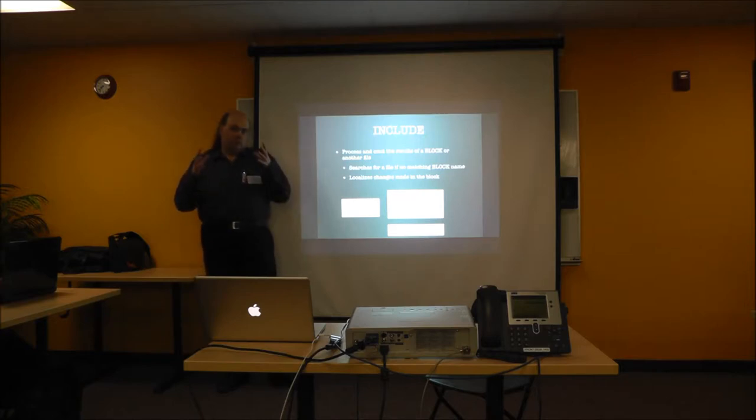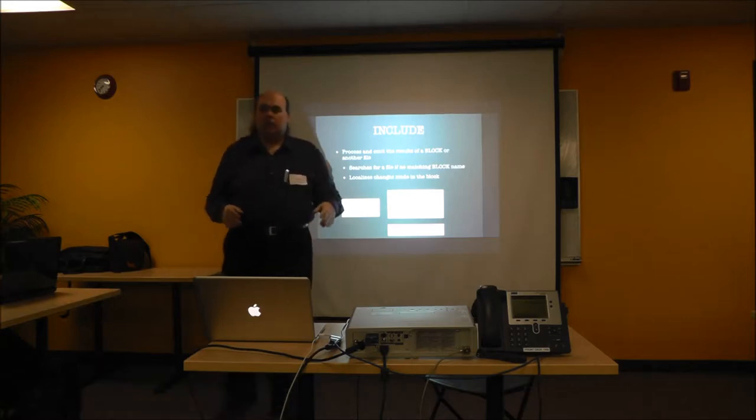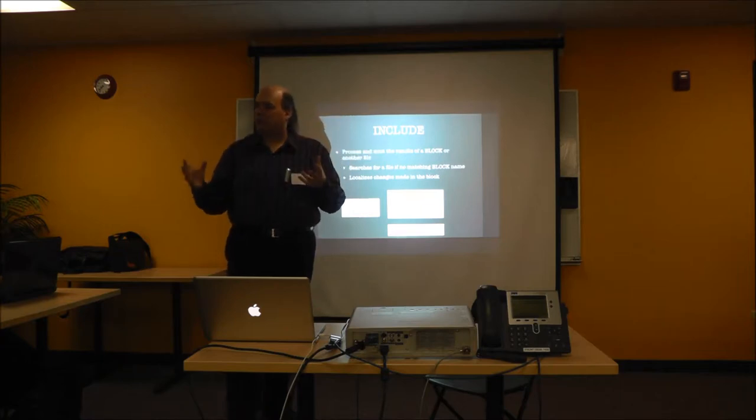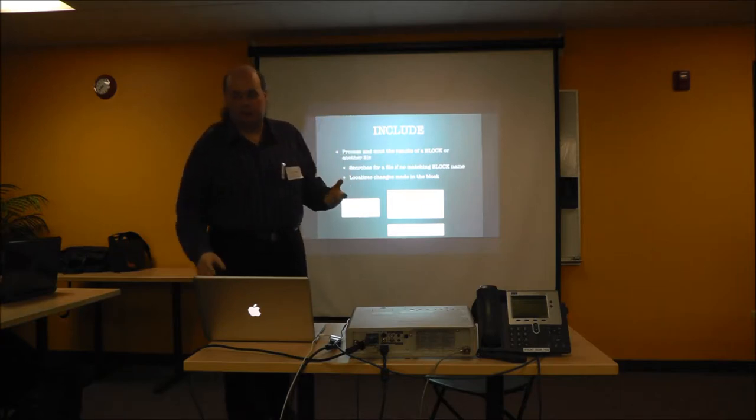Template Toolkit actually has a scope. When you're processing at the top level, you're in the global scope. All the things from your data structure are in that global scope. Include works at the global scope. So when you refer to stuff in include, it's using the raw items out of your data structure, or any other variables you've defined.